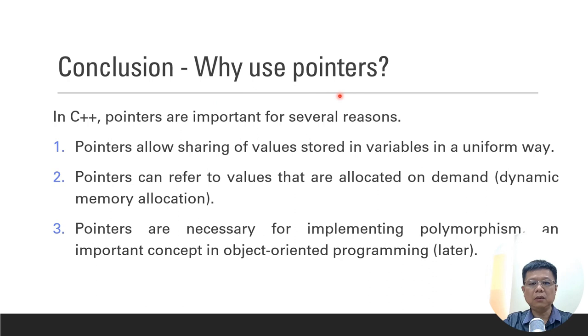And as a conclusion, why do we want to use pointers in C++? Pointers are actually important for a few reasons. The first one is that pointers allow sharing of values inside a variable with other variables in a uniform way, meaning that we can point it to this variable. When that particular variable changes value, my pointer value will be changed. It follows it. The second one is that a pointer can refer to values located on demand in the RAM, which is dynamic memory allocation. And the third one is that pointers are necessary when implementing polymorphism, which you will learn in the OOP subject, next semester. All right, thank you very much.